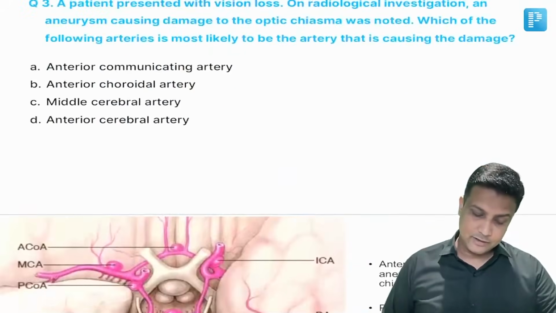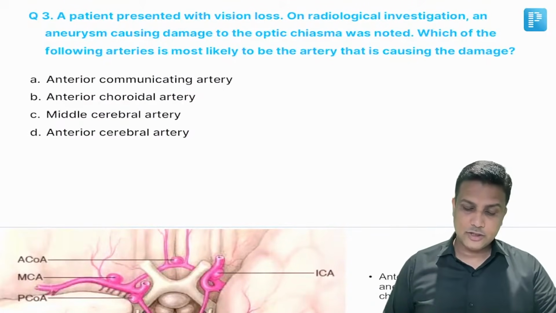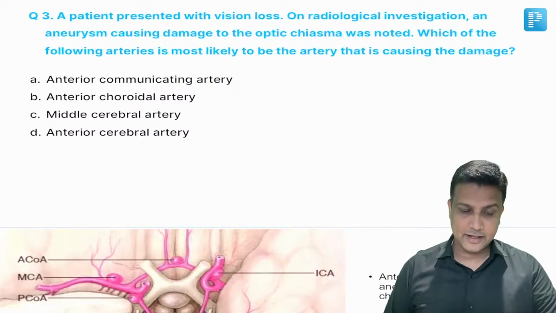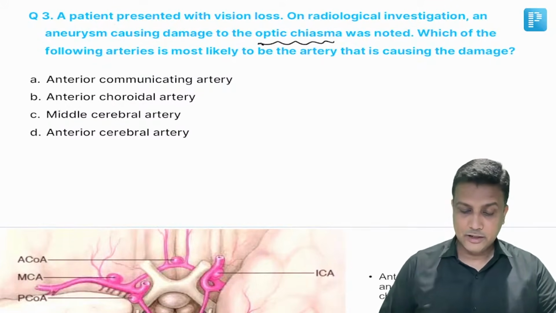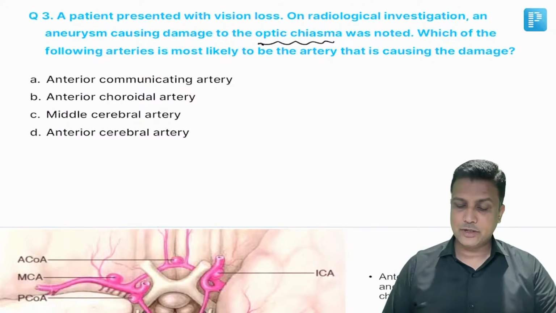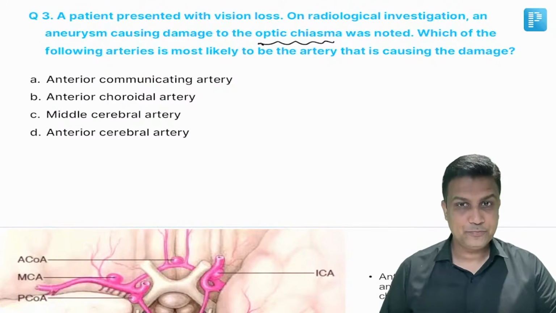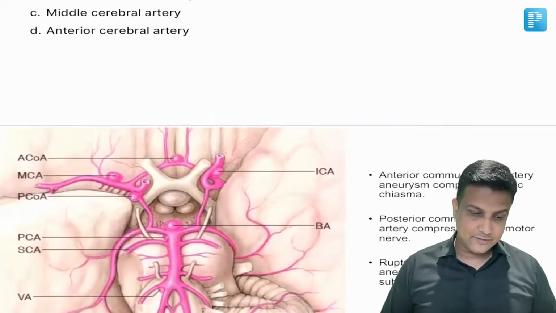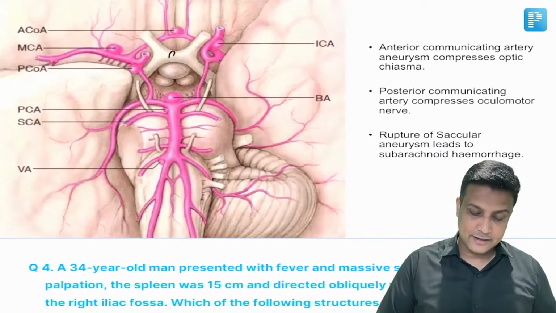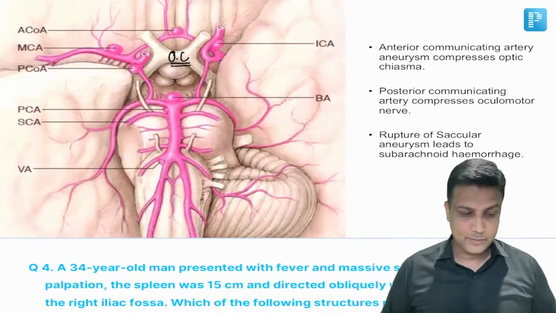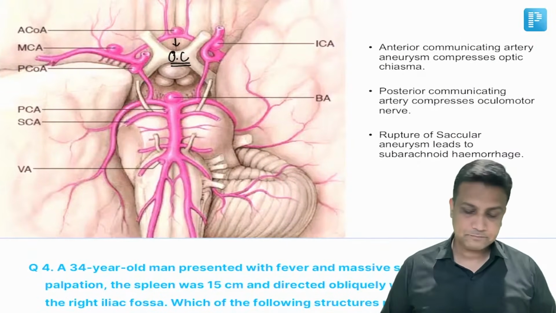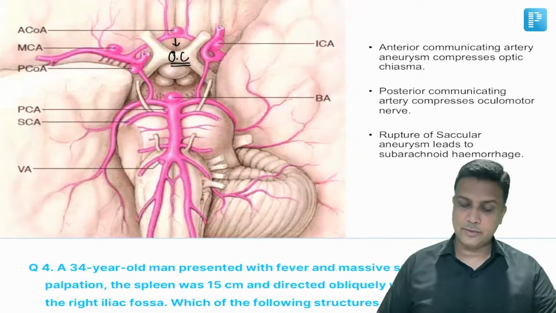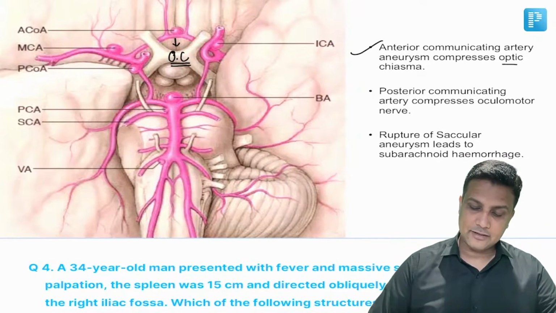Now, once you're done with this, a patient presented with vision loss. On radiological investigation, an aneurysm was causing damage to the optic chiasma. Which of the following arteries is most likely to be the artery causing the damage? If you look at this diagram very carefully, this is the optic chiasma. Remember, the optic chiasma will be compressed by an aneurysm of the anterior communicating artery, ACOM.